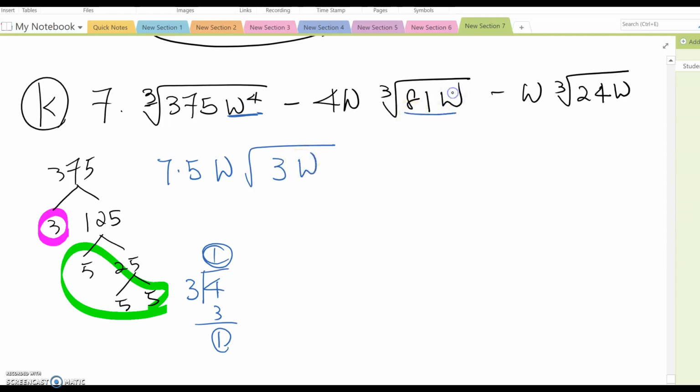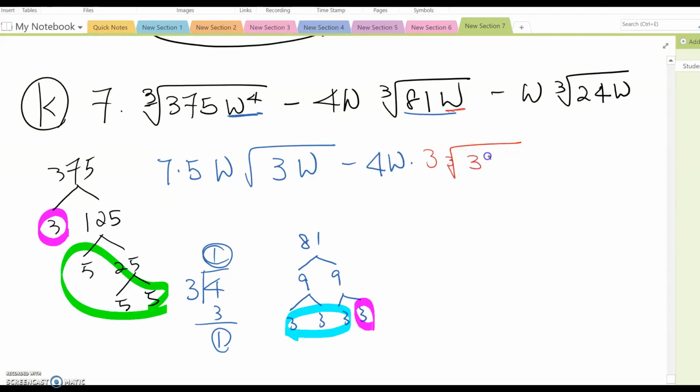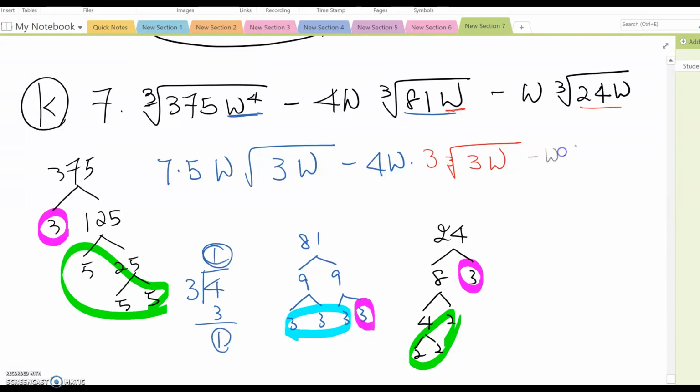Now this one, minus 4w times 81. 81 means 9 times 9, 3 times 3, and 3 times 3. As you see, we have a triple, so a single 3 comes out, and this one must be in the radical expression. So this becomes 3, and w is single, so it stays inside. So cubic root 3w. Now this one, 24. 24 means 8 times 3, now 4 times 2 and 2 times 2. You see we have another triple, so a single 2 comes out, and 3 must be inside of the radical expression. So minus w times 2 cubic root 3w.